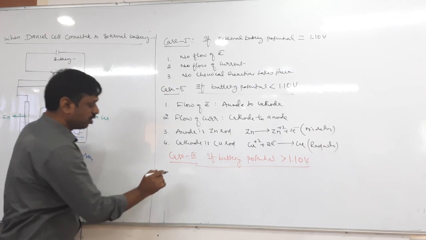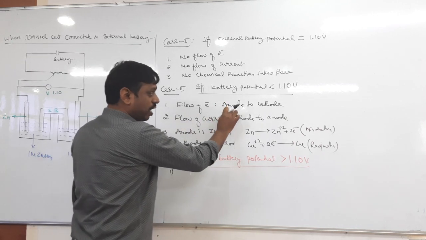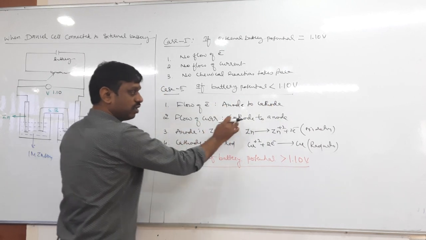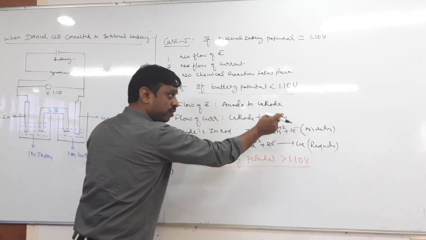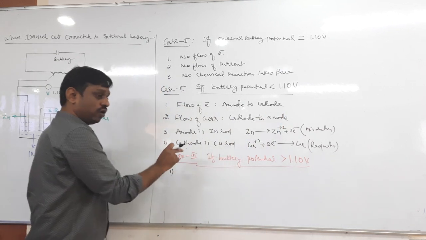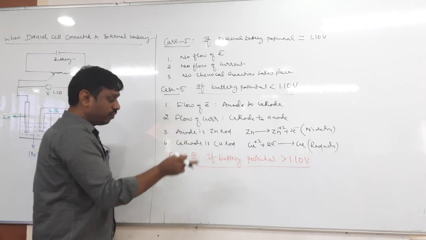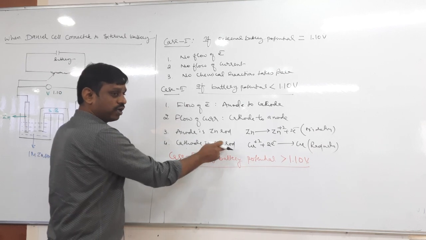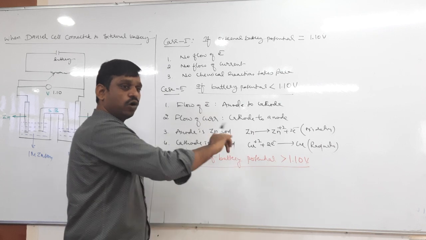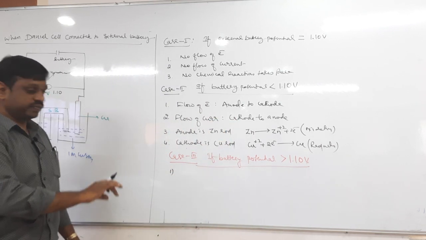Okay, then what is the first one? Flow of electron. It was earlier anode to cathode, it becomes cathode to anode. What is the flow of current? It was cathode to anode, but it becomes now anode to cathode. Then which is anode, which is cathode? Now the anode was zinc, it becomes copper. And the cathode was copper, but now it becomes the anode, and that becomes zinc now. That means all the reactions take place exactly in reverse, right?